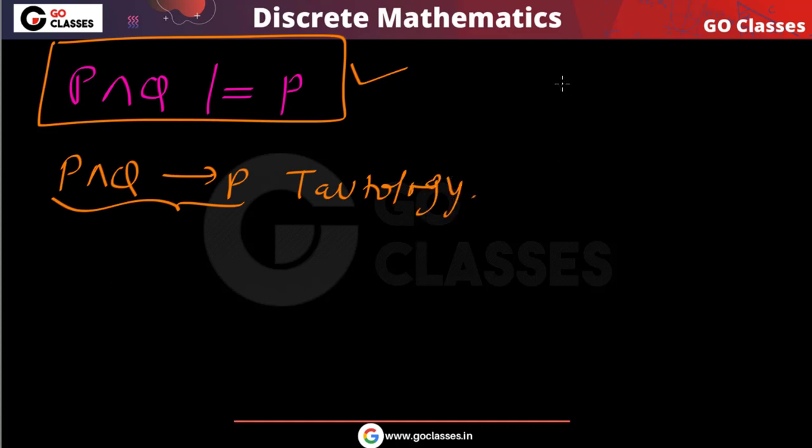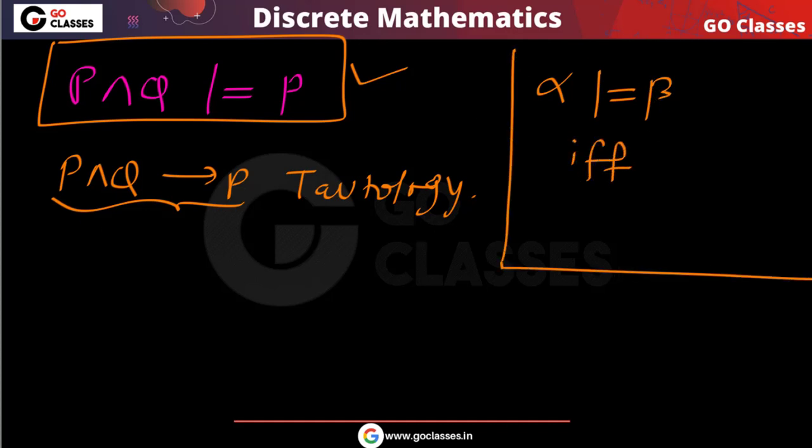I am saying that alpha infers beta if and only if alpha implies beta is a tautology. This is the definition. So whenever you see alpha infers beta, you can replace it and directly see that this means alpha implies beta is a tautology.